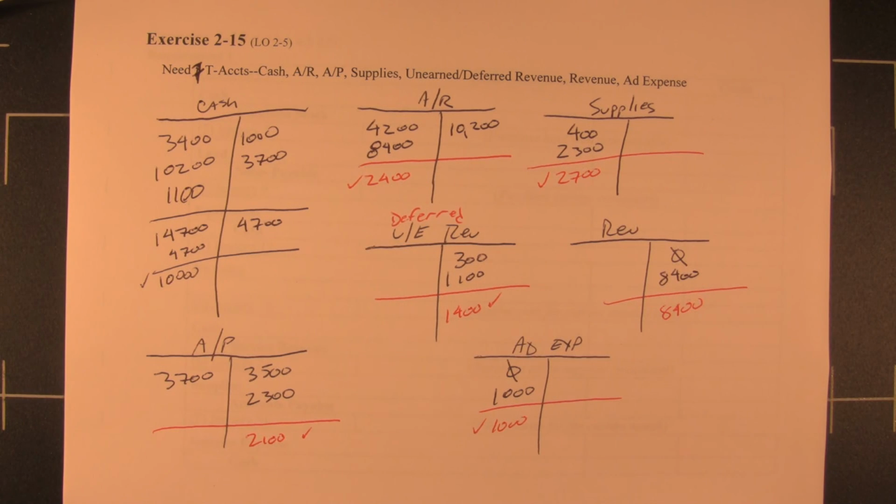That's posting the T accounts and then balancing the T accounts. And to balance the T accounts, you add up both sides, subtract the smaller number from the larger number, write the answer under the larger number. Works every time.